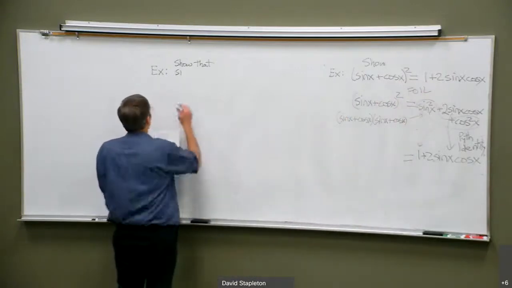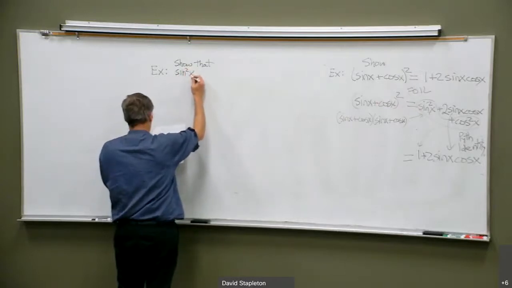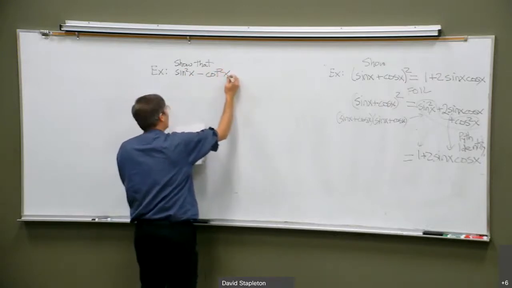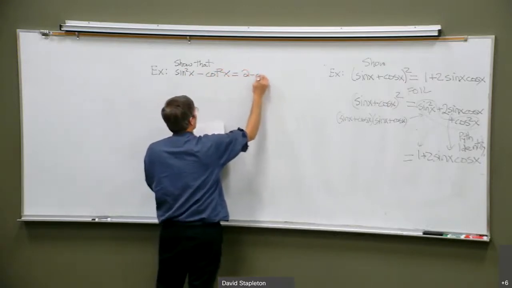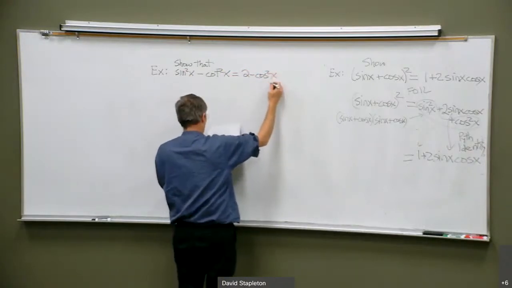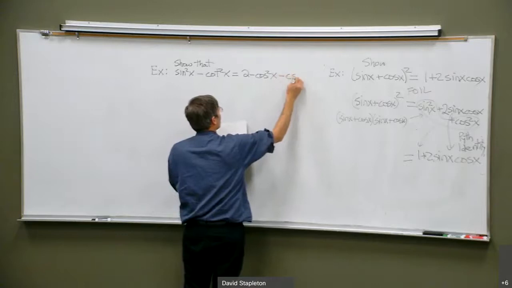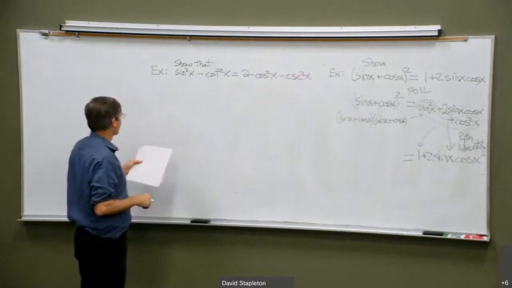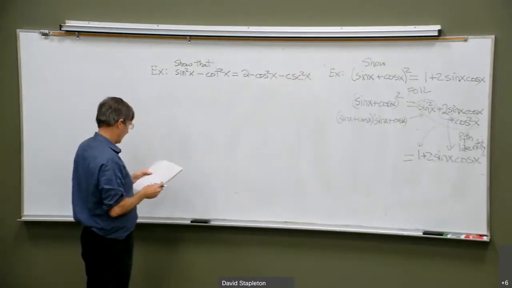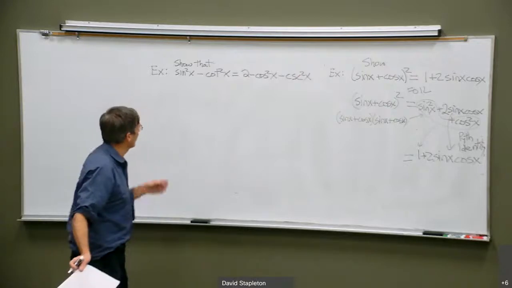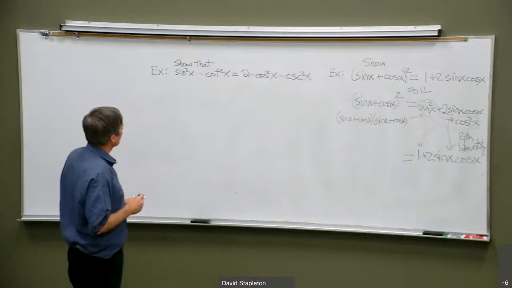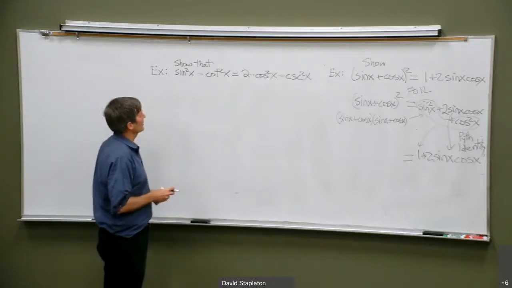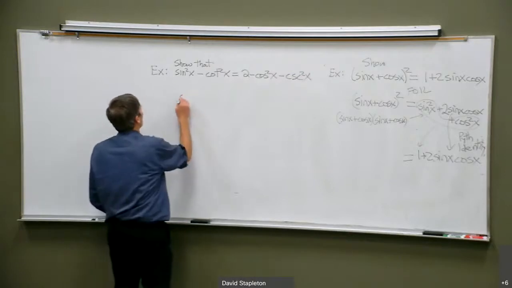Suppose I ask you to show that the square of the sine minus the square of the cotangent is equal to 2 minus the square of the cosine minus the square of the cosecant. All right. Suppose I ask you to prove that one. Remember our rules, when you see 1 plus or minus a square, sometimes that comes out to be something simpler. All right, so we'll think Pythagorean identity.